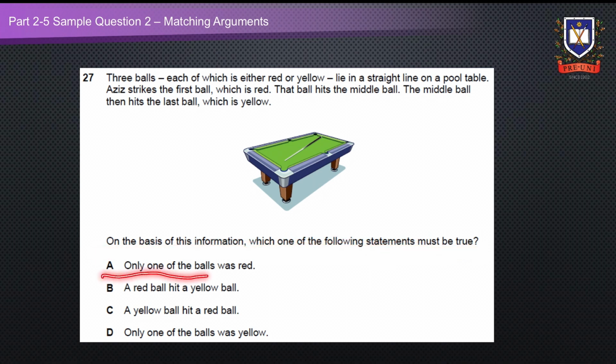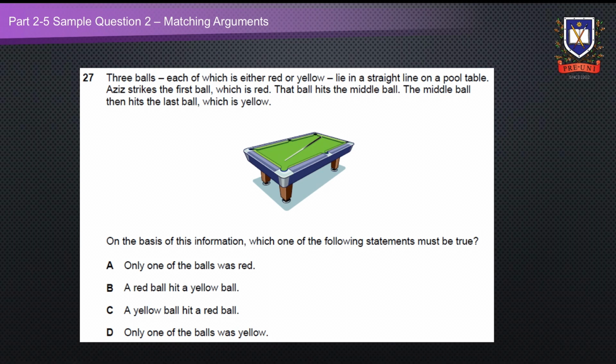A. Only one of the balls was red. B. A red ball hit a yellow ball. C. A yellow ball hit a red ball. And D. Only one of the balls was yellow. This question falls into the matching arguments category, as this question asks us to determine which of the following statements must be true given the information. This is a matching arguments question because we also need to use the arguments in the information to determine a true statement from the options.